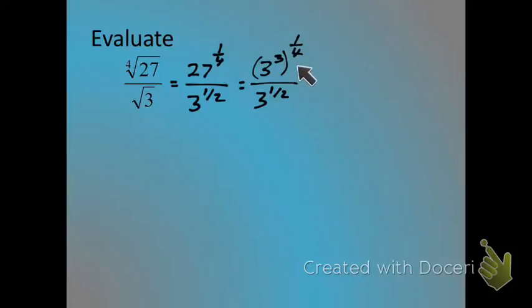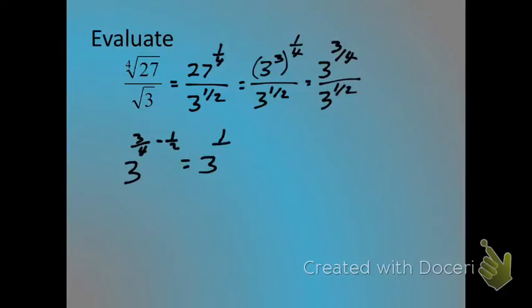Now simplify your power of powers. So you have 3 and 1/4. Multiply those, you get 3 to the 3/4 over 3 to 1/2. Then the nice part about this, you don't even have to rationalize. You have the same bases with exponents, so you can just subtract them. So you have 3 to the 3/4 minus 1/2, which gives you 3 to the 1/4.